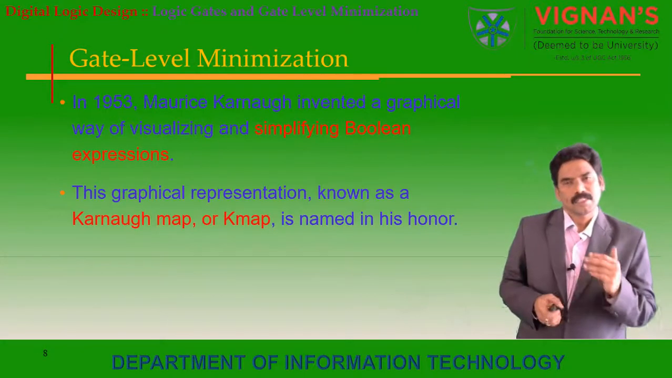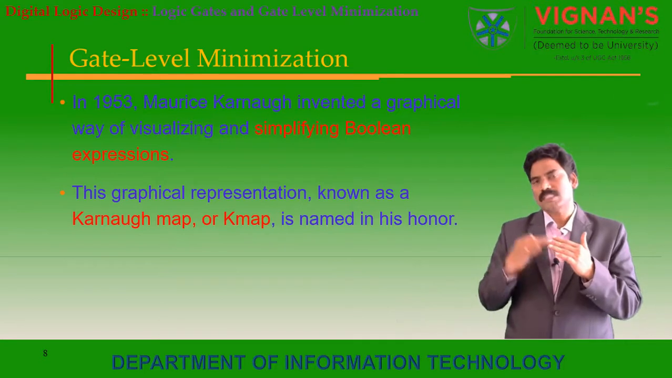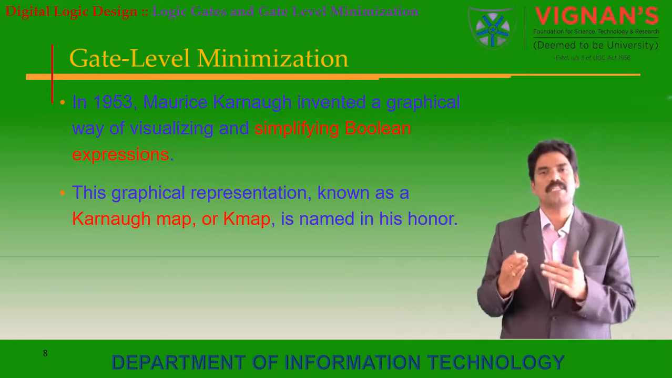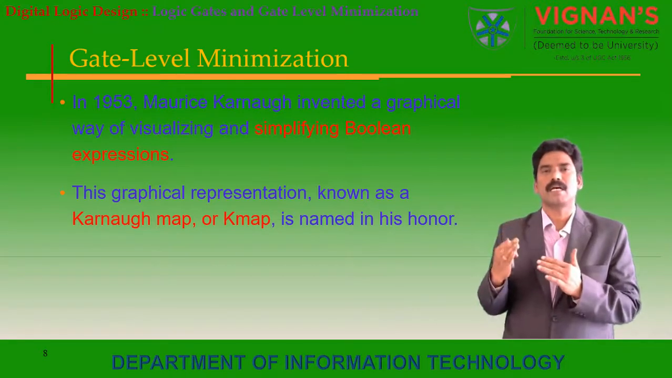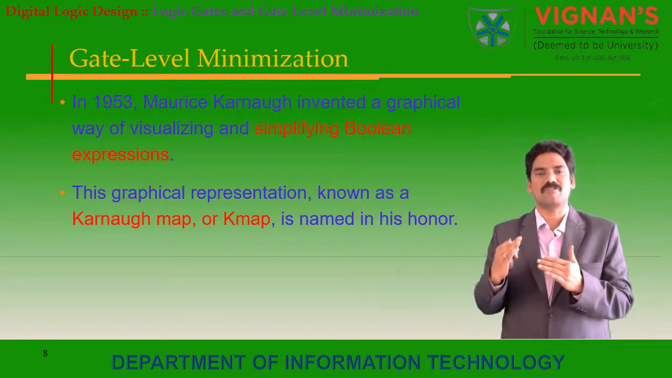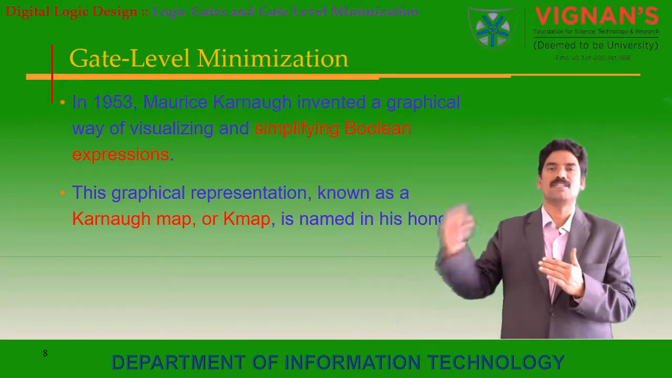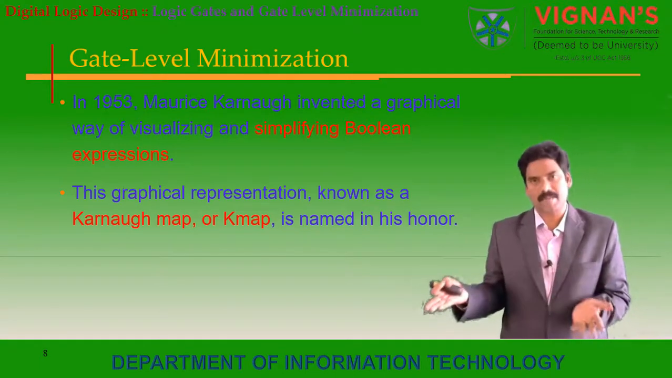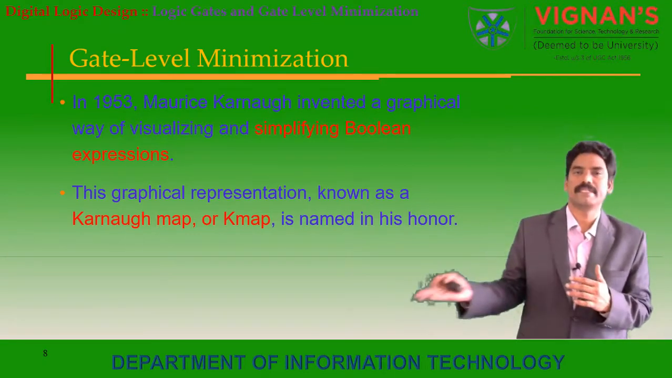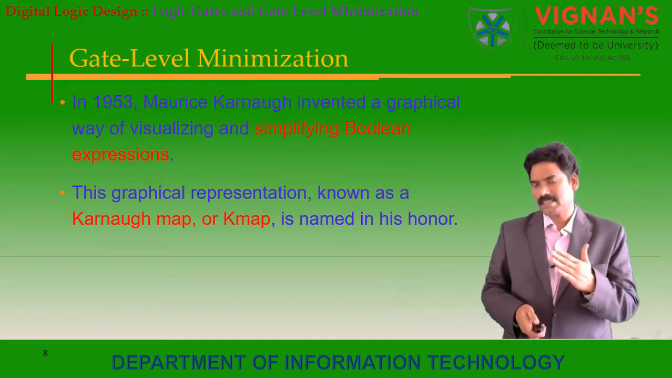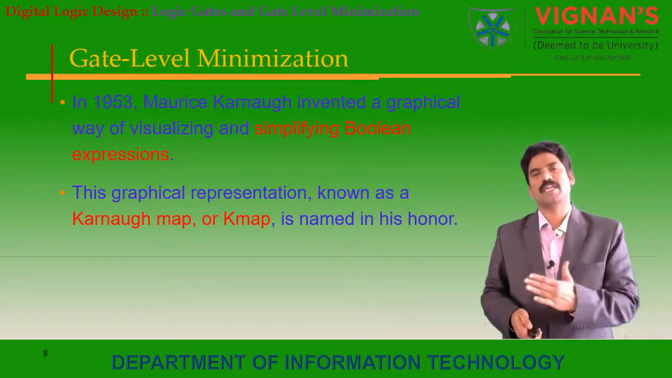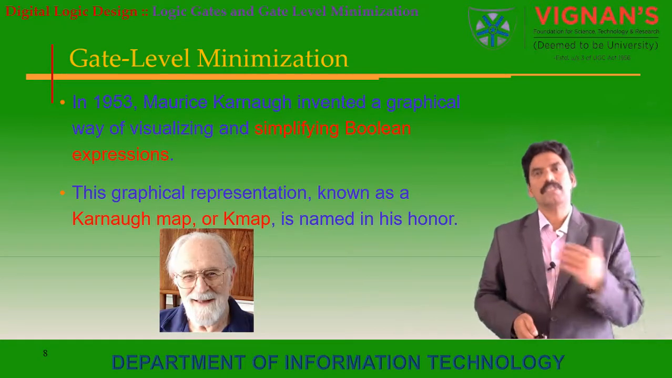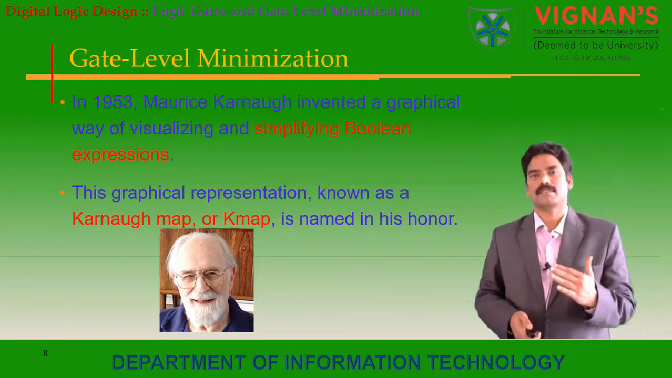We are going to discuss the map method developed by Karnaugh. In 1953, Maurice Karnaugh invented a graphical way of visualizing and simplifying Boolean expressions. This graphical representation, known as the K-map or Karnaugh map, is named in his honor. So, we are considering it as the Karnaugh map, K-map. So, he is Maurice Karnaugh.